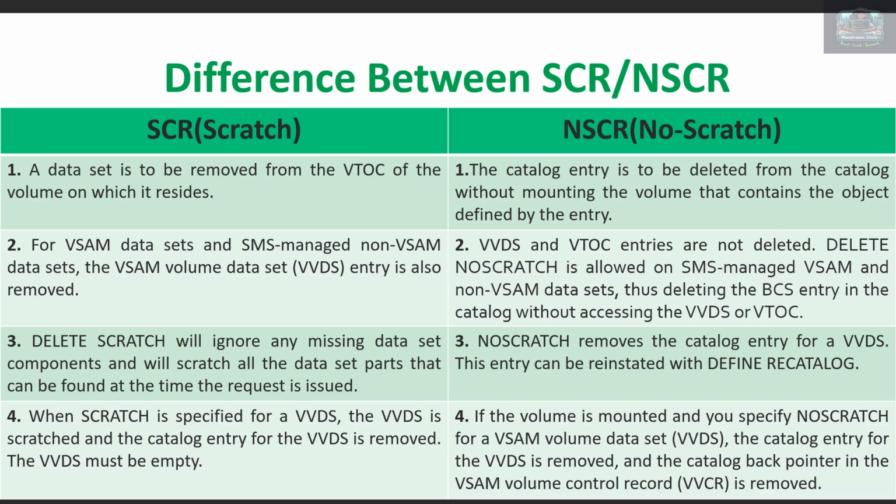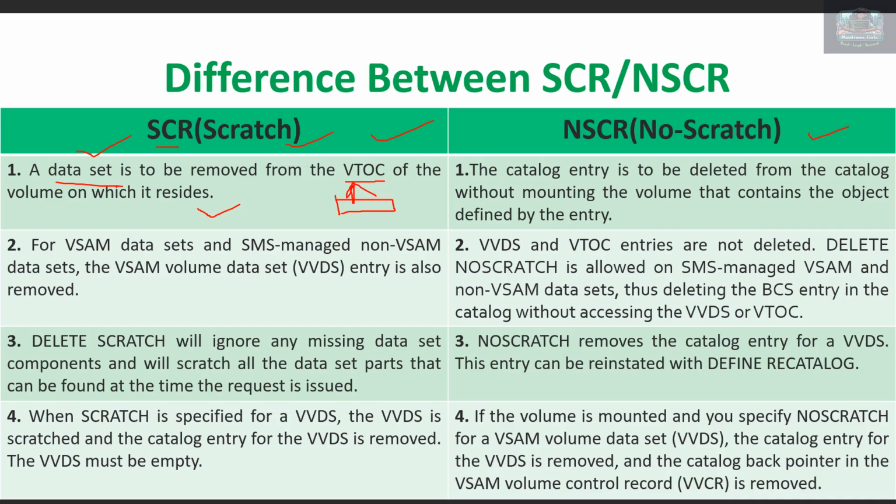Okay, so the difference between scratch and no scratch: when do you give scratch? When you want to delete the data set from the VTOC, which is the volume table of contents, from the volume. Suppose there's a volume, and I told you the VTOC is the index of the volume. If you want the complete data set to be removed from the VTOC of the volume on which it resides, then you give this scratch parameter, or SCR. You can give SCR, or you can give the complete word SCRATCH.